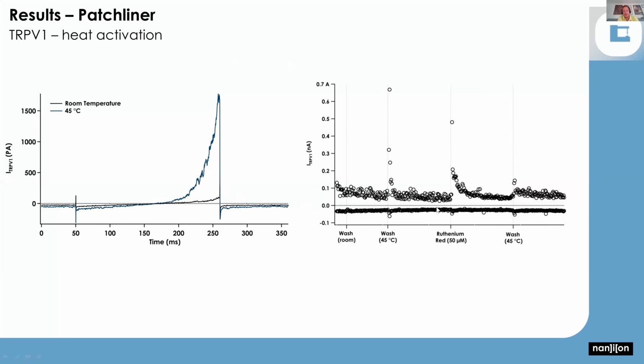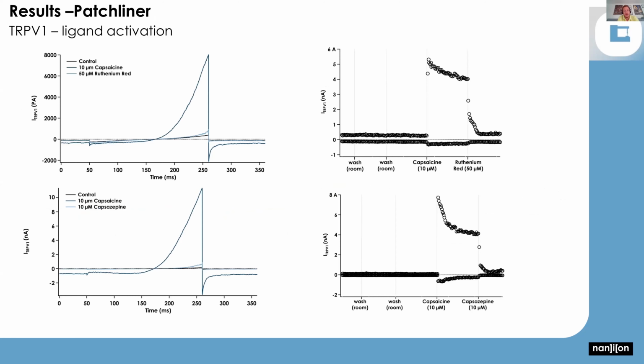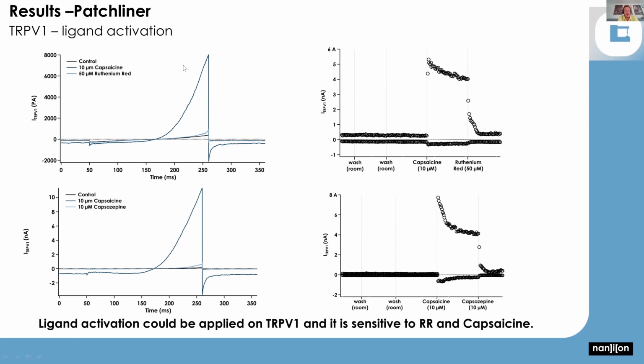And interestingly, for the ruthenium red, the pink trace, so the heated solution together with ruthenium red, we found it interesting that we could still activate the channel with temperature. And we also applied pharmacology on the channels. As you can see on the original traces, the capsaicin rapidly activates a robust current, which was sensitive to ruthenium red.